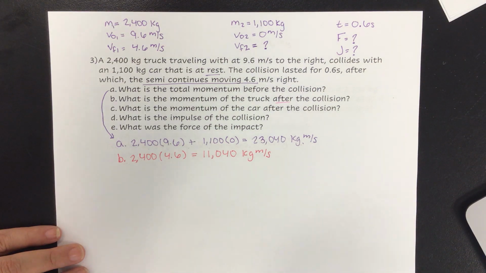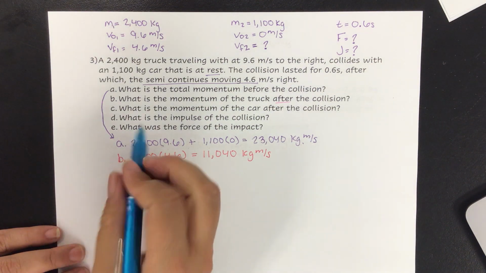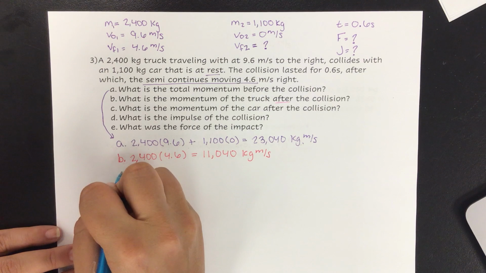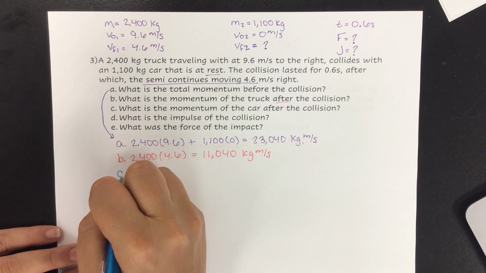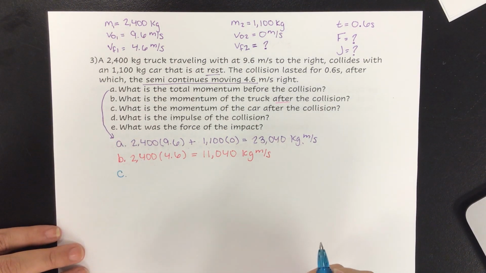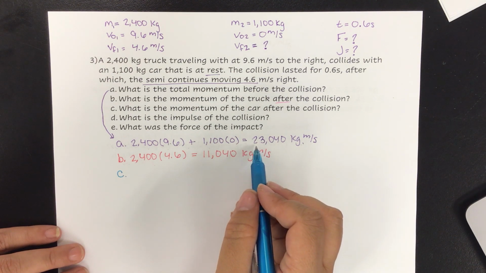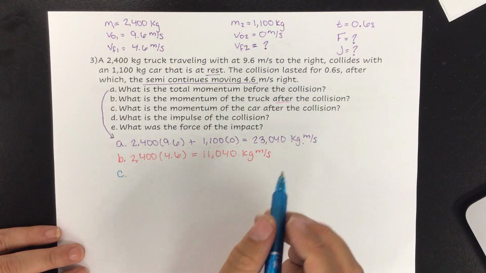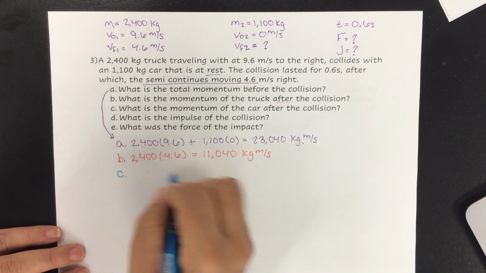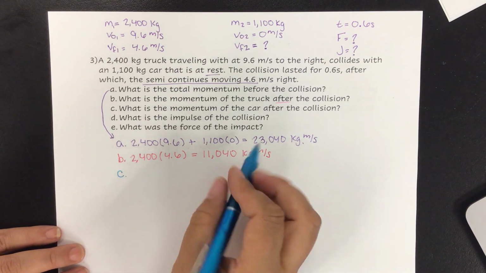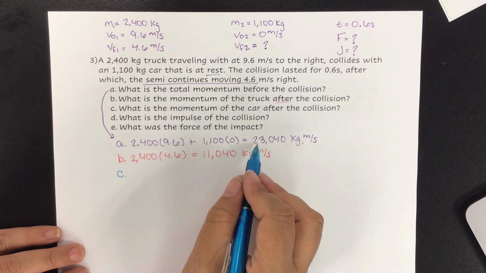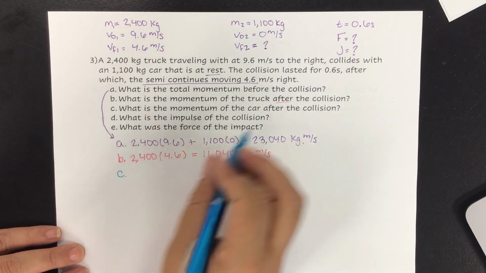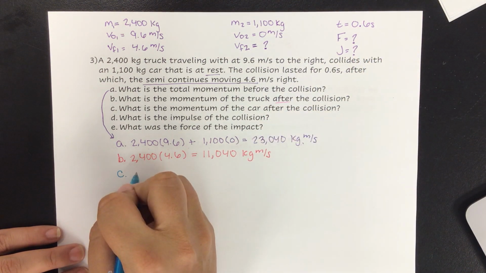Then it asks, what is the momentum of the car after collision? So this is where we have to figure out what our change in momentum is going to be. In order to figure out the car, we're gonna have to start with figuring out what the change was. So I'm gonna look at the truck. Since I have a before and after for the truck, I'm gonna use that to figure out what my impulse is.